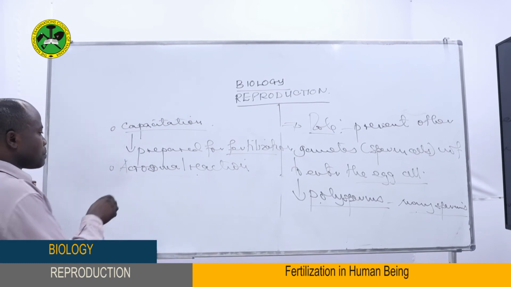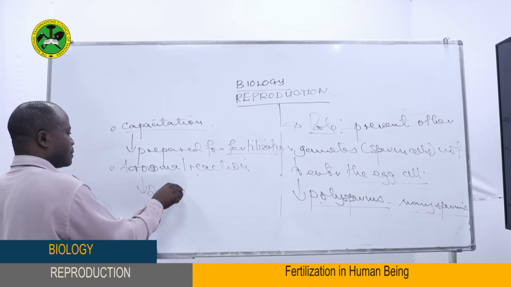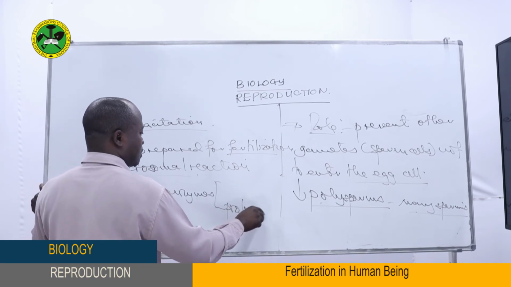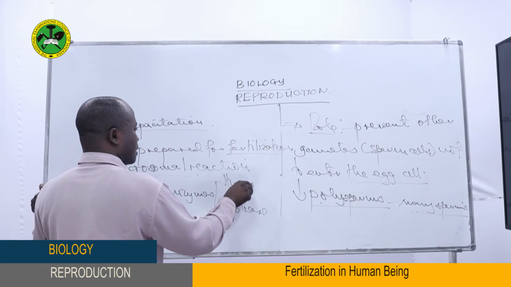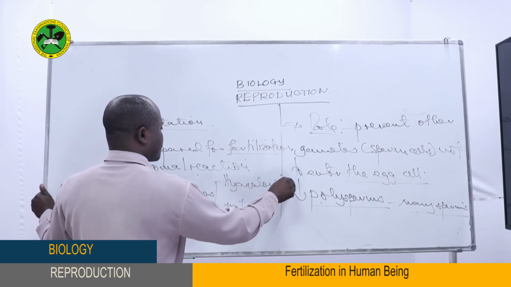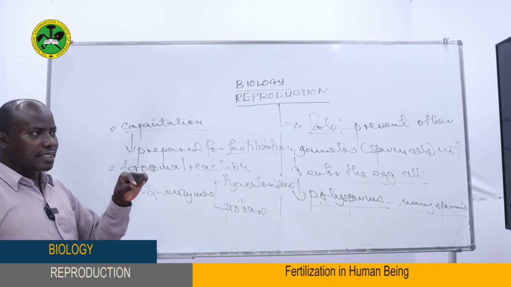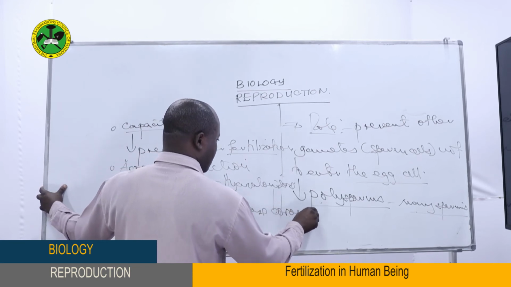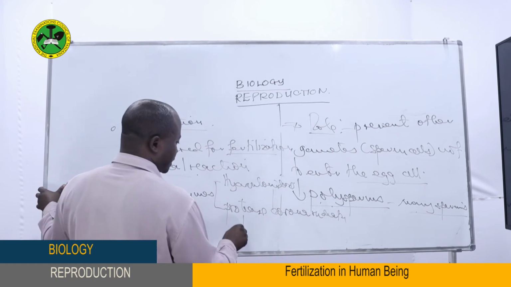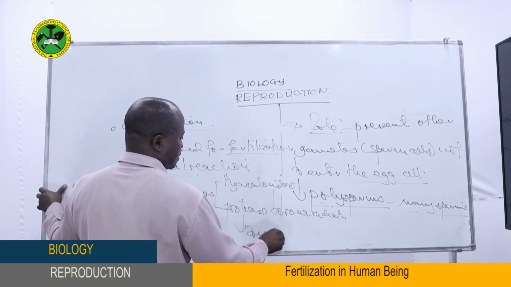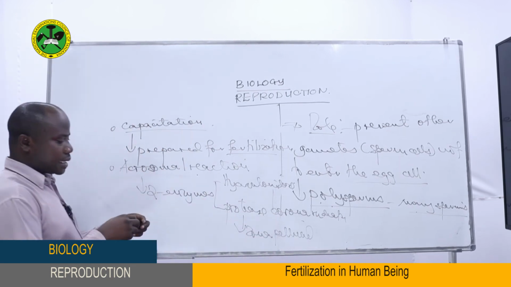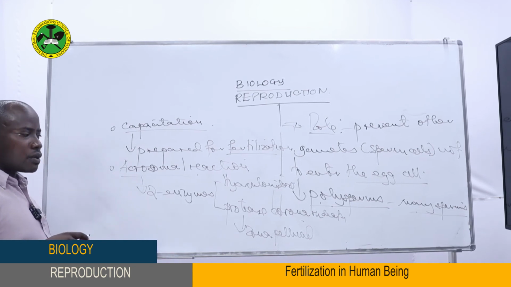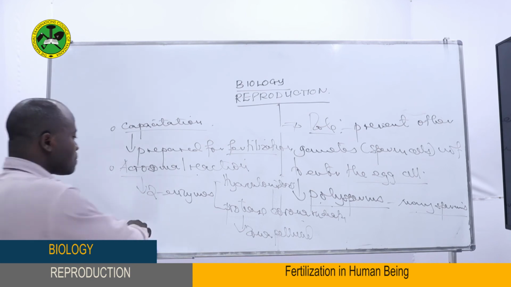Here, the acrosome contains two enzymes, the protease and hyaluronidase. These enzymes digest a path through the corona radiata and zona pellucida, so that the sperm head can enter the egg cell. Therefore, you'll have to explain what the acrosome reaction is and the significance of the acrosome reaction.